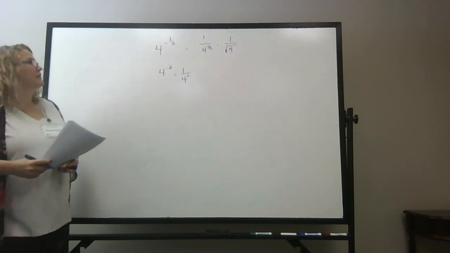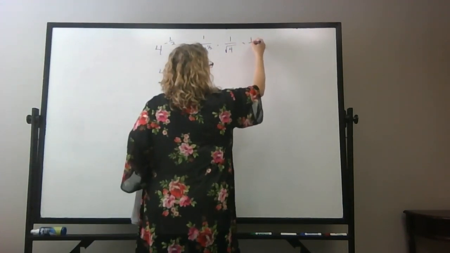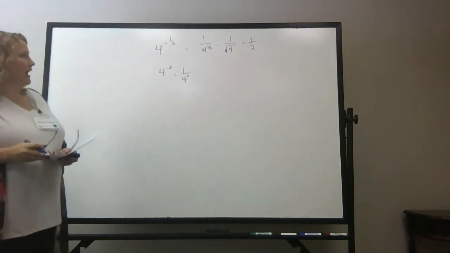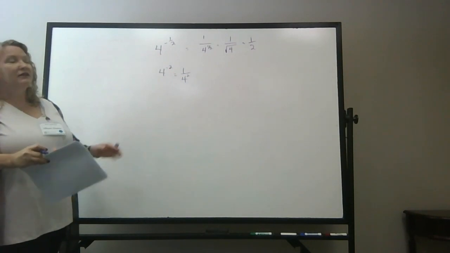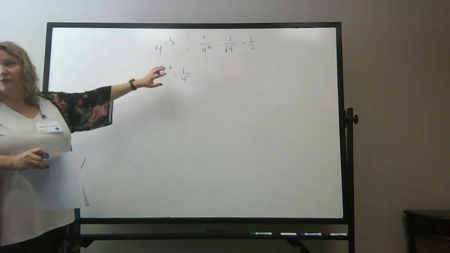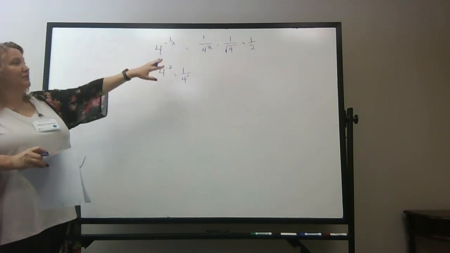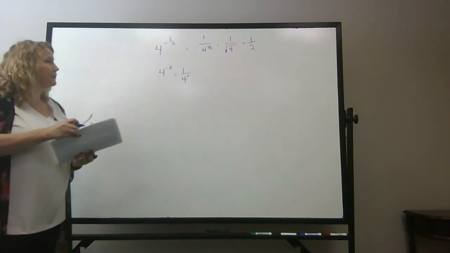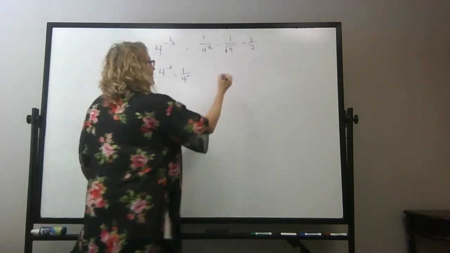Okay, and think about the fact that the square root of 4 is 2. So this is going to equal 1/2. So 4 to the negative 1/2, because of the negative sign in the exponent, that just means I'm going to write it as the reciprocal. Then because of the fraction in the exponent, I'm going to write it as a square root. All right.